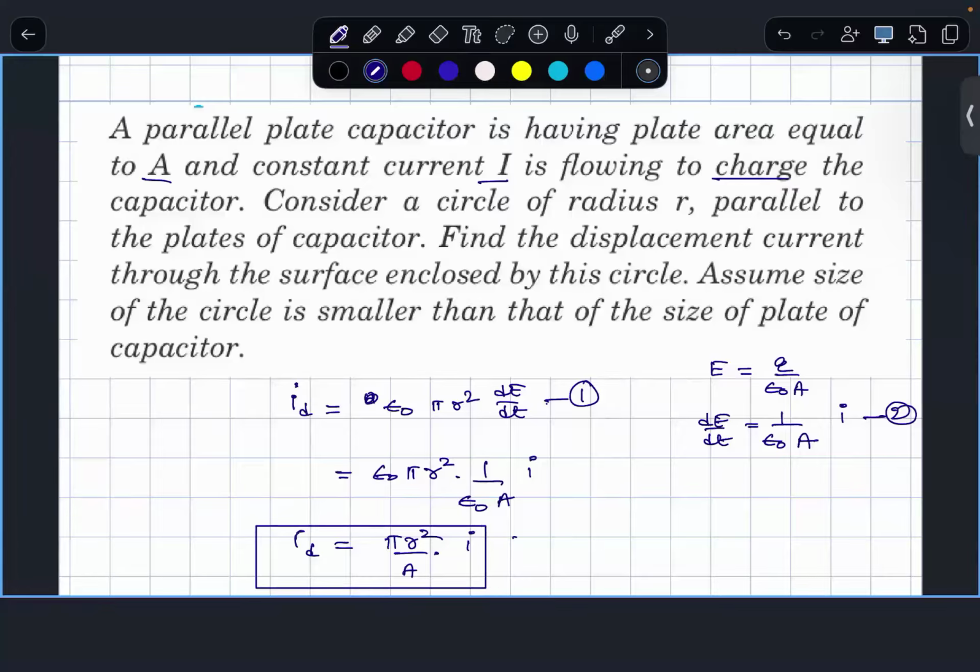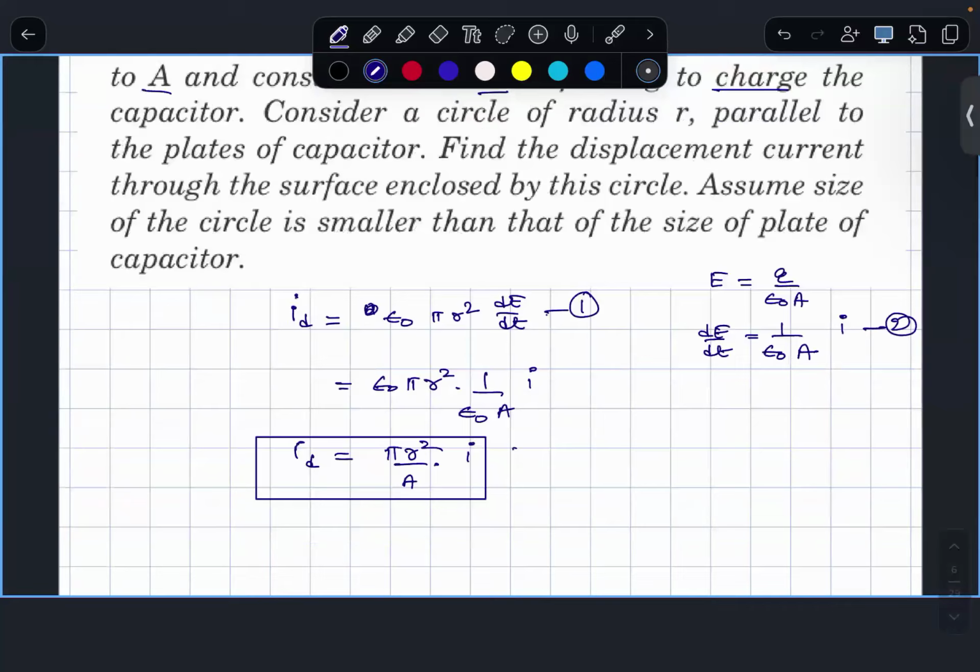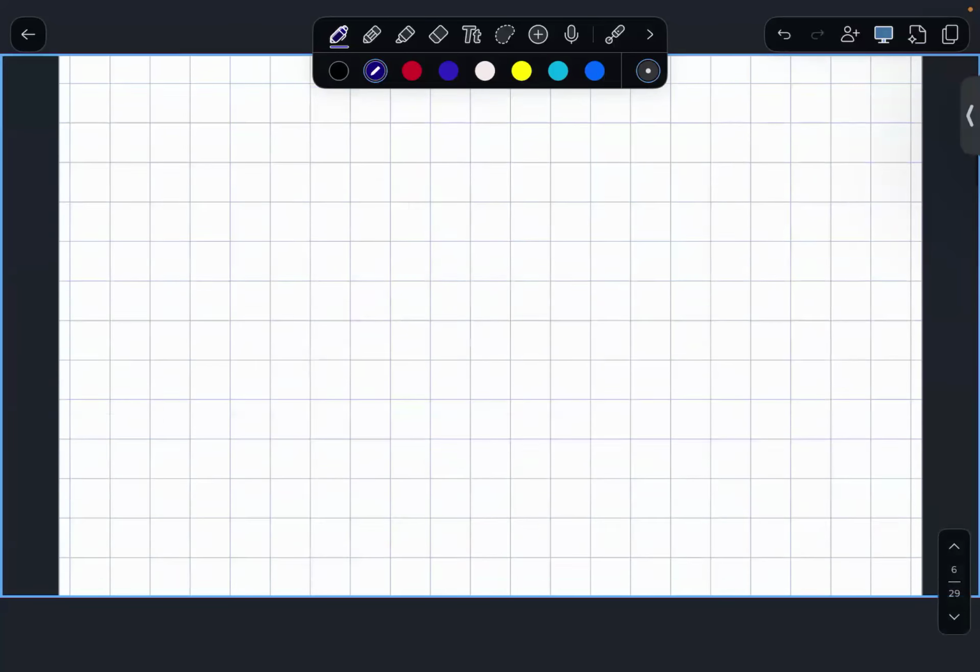Any doubts? Ram Karthikeya, do you have any doubt? Any doubts? Any doubts? Right. Mahalakshmi, any doubt?